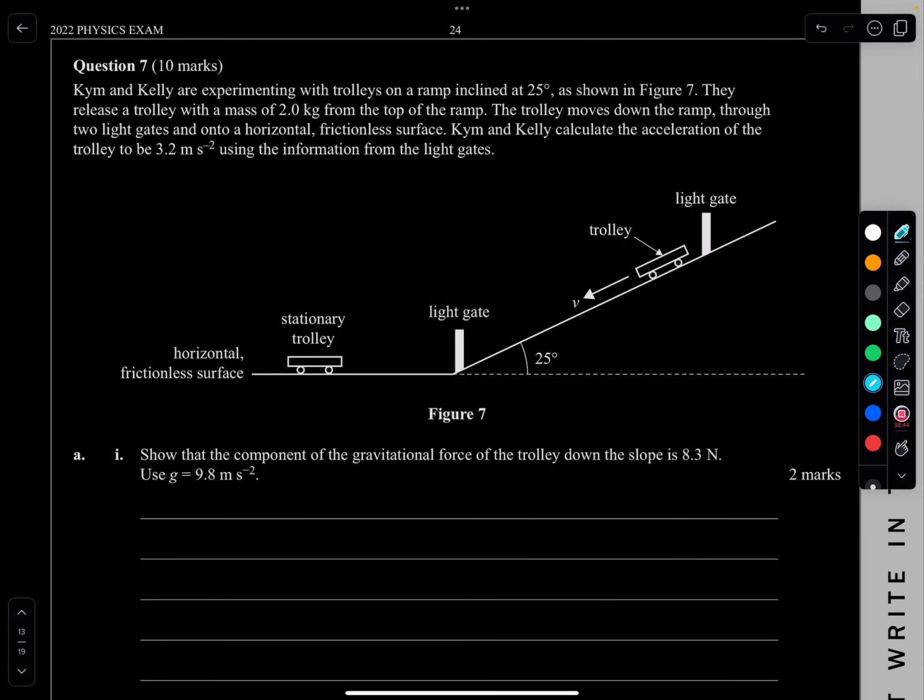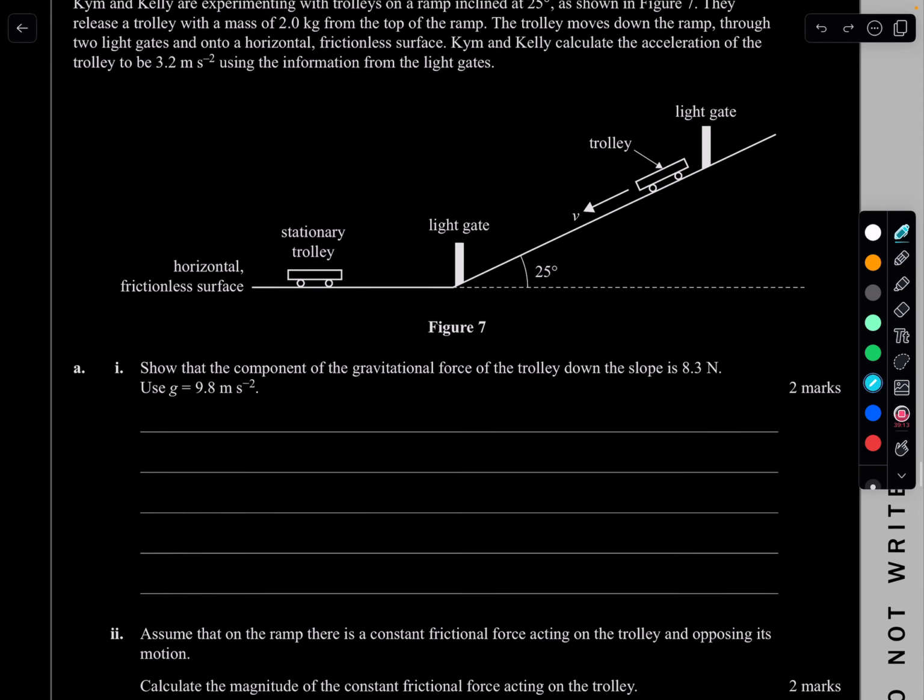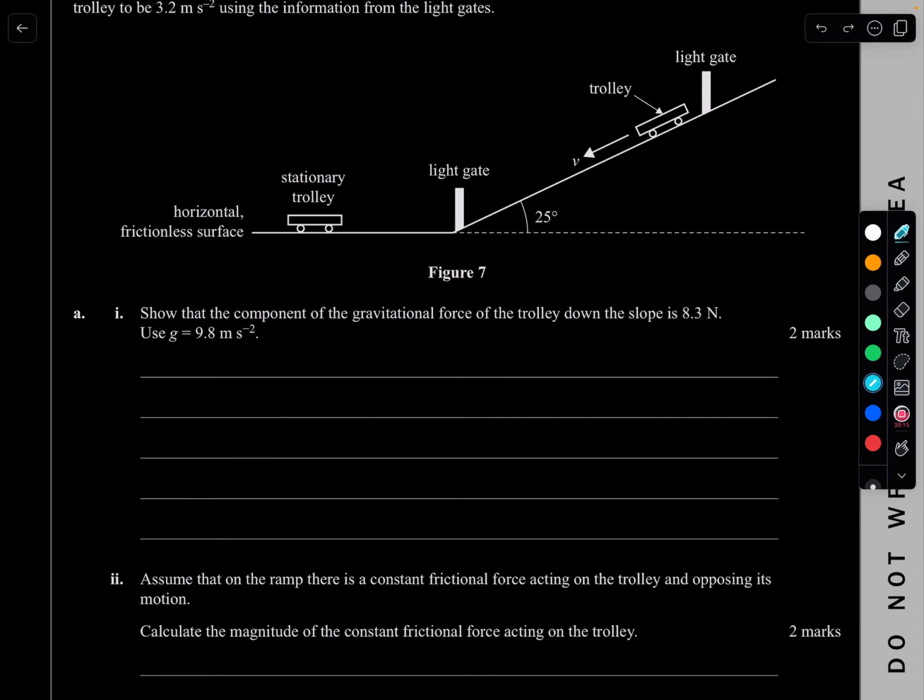Question 7. Kim and Kelly are experimenting with trolleys on a ramp inclined at 25 degrees as shown in figure 7. They release a trolley with a mass of 2 kilograms from the top of a ramp. The trolley moves down the ramp through 2 light gates and onto the horizontal frictionless surface. So if the horizontal surface is frictionless, it means that there's probably friction on this ramp. Kim and Kelly calculate the acceleration of the trolley to be 3.2 using the information from the light gates. Show that the component of the gravitational force on the trolley down the slope is 8.3.